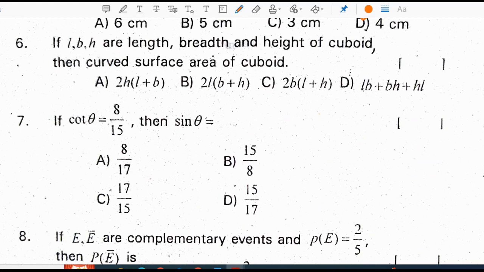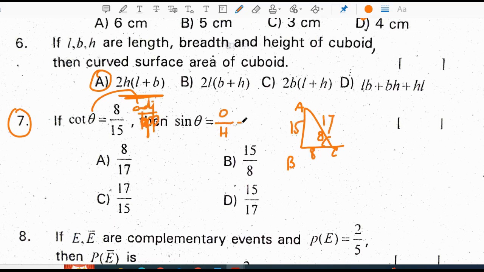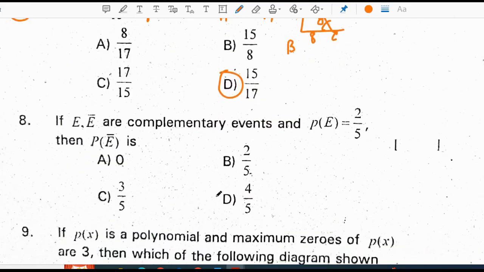Sixth question, if L, B, H are length, breadth and height of a cuboid, then the curved surface area of the cuboid is 2h into L plus B. Seventh question, if cot theta is equal to 8 by 15, then sin theta is equal to. Sin theta is opposite by hypotenuse, opposite to theta is 15 and hypotenuse is 17. So 15 by 17 is the correct answer.